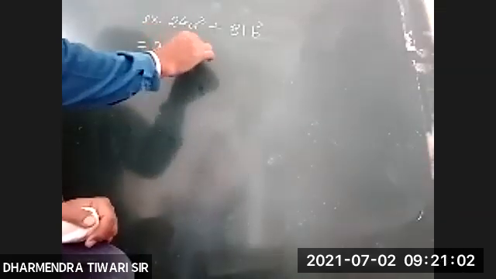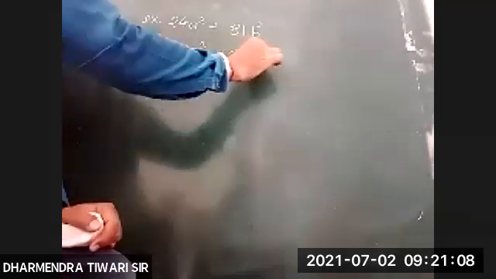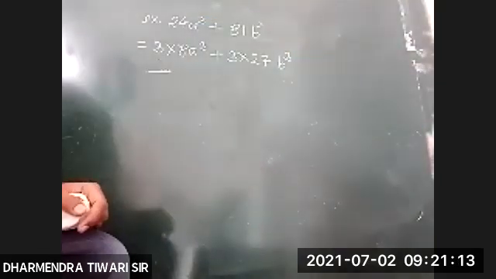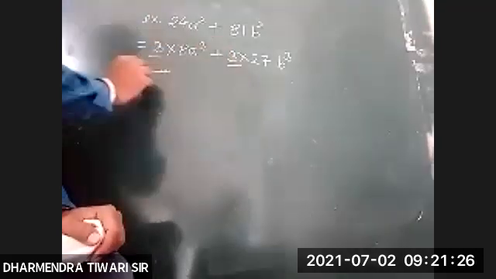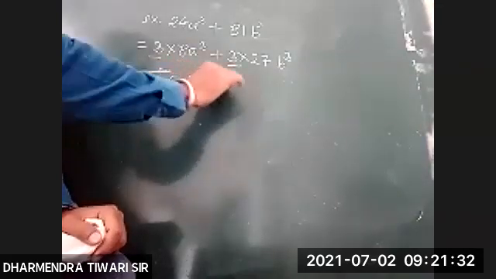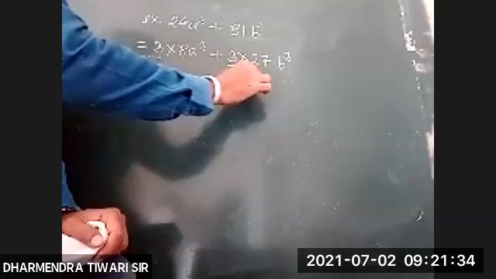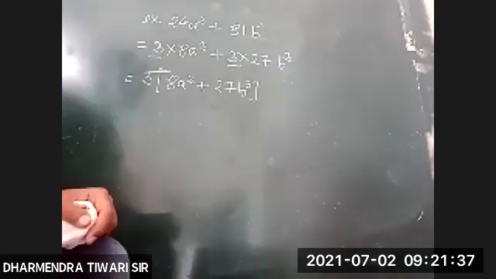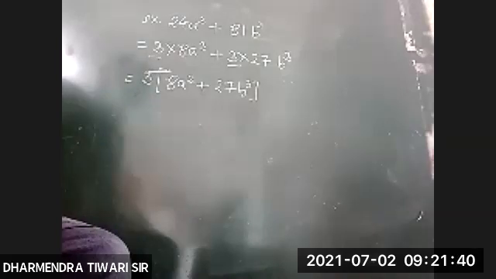3 into 8a cube plus here also 3 into 27b cube. We can write it as 3 into 8a cube plus 3 into 27b cube. Our observation is that 3 is common in both. So we can write it as 3 into (8a cube plus 27b cube). Now we can see that it has taken the form of an expression that we have done before this problem.